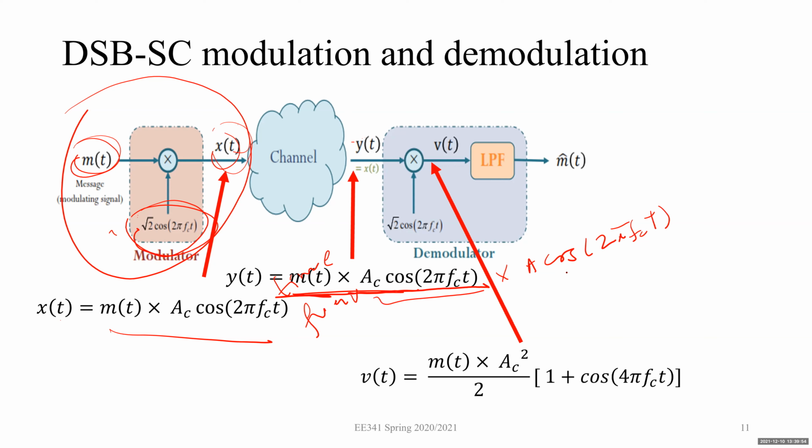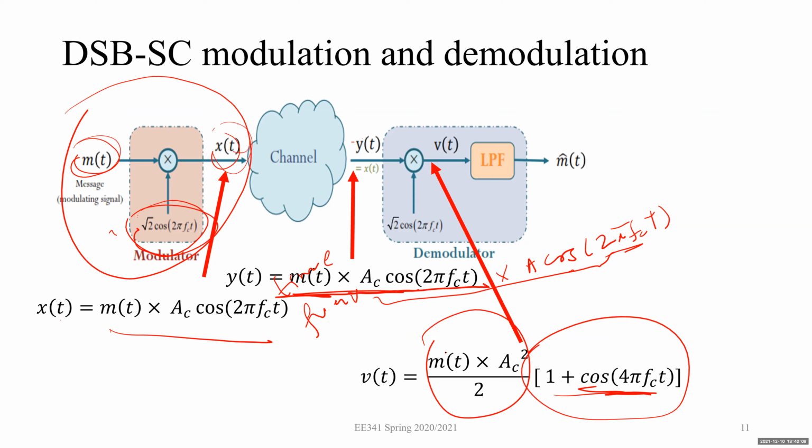By trigonometric identity, when we have cosine of alpha and cosine of beta, I can write it as 1 plus cosine of alpha plus beta divided by 2, with the constant terms coming here. So this is the trigonometric identity, and we will get our V of t, this signal here, exactly like this.